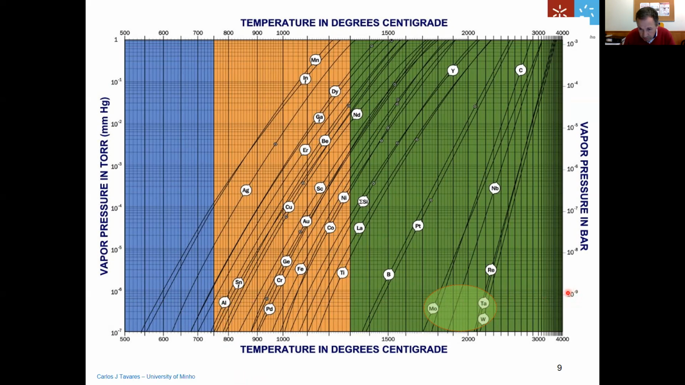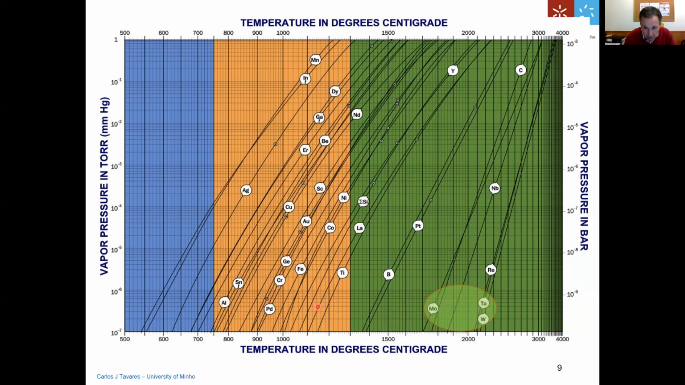So let's make an approximate reading here of the pressure with 10 to the minus 9 bar. But you have to note that these elements have a vapor pressure of 10 to the minus 9 when they're about 1,800, 2,200 degrees C. So this vapor pressure for molybdenum, tantalum, and tungsten is similar to that of aluminum, but only when it's evaporated at around 800 degrees.